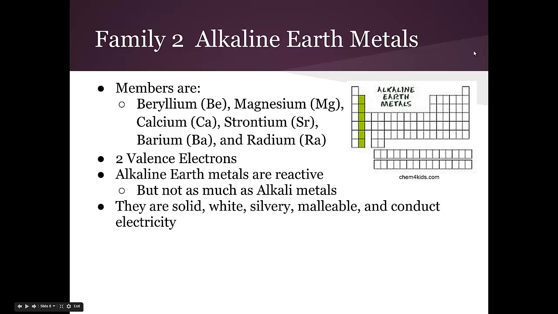Next group is the alkaline earth metals. These members are beryllium, magnesium, calcium, strontium, barium, and radium. These have 2 valence electrons. Alkaline earth metals are also reactive, but not as much as the alkali metals. So they also are not found alone in nature, but they're just not quite as reactive. They also are solid at room temperature, white, silvery, malleable, which means they can be manipulated and used. We'll talk more about that when we talk about physical characteristics in another video. And they also conduct electricity.